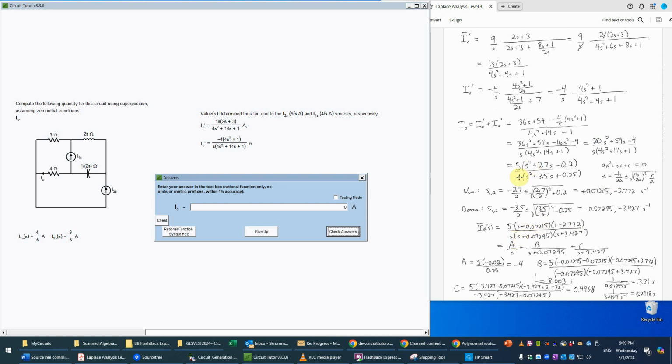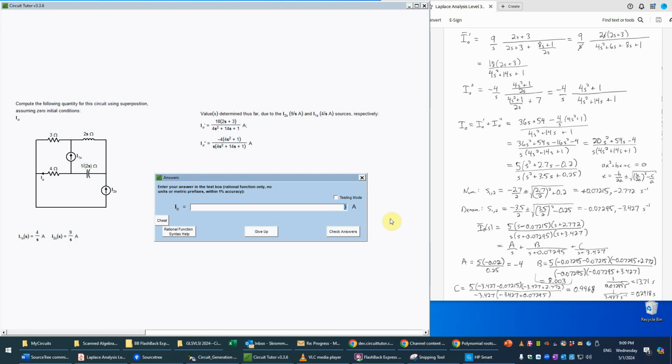And then in the denominator, we have the s that remains, and then the quadratic becomes factored with these values. So s again plus this value, and s plus this value because this one is negative. And again, the signs are very important there, so always make sure that you're doing the algebra correctly. Okay, so that is our factored expression. So that's now suitable to enter into Circuit Tutor.